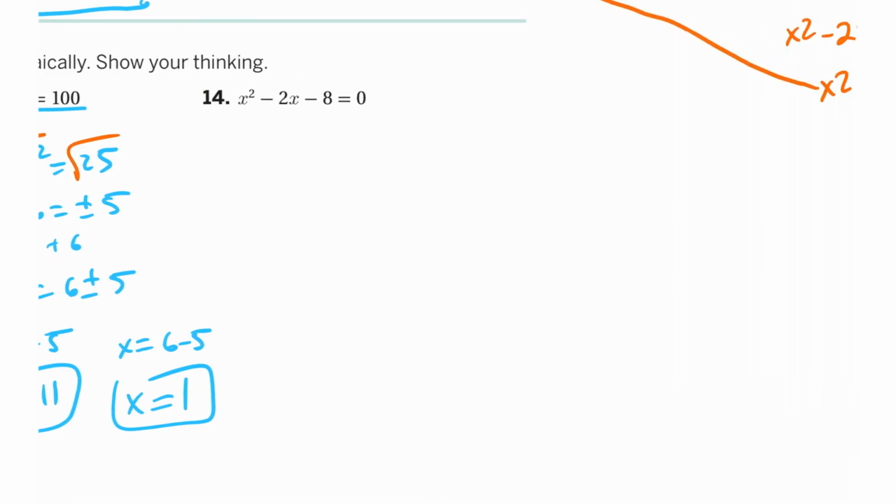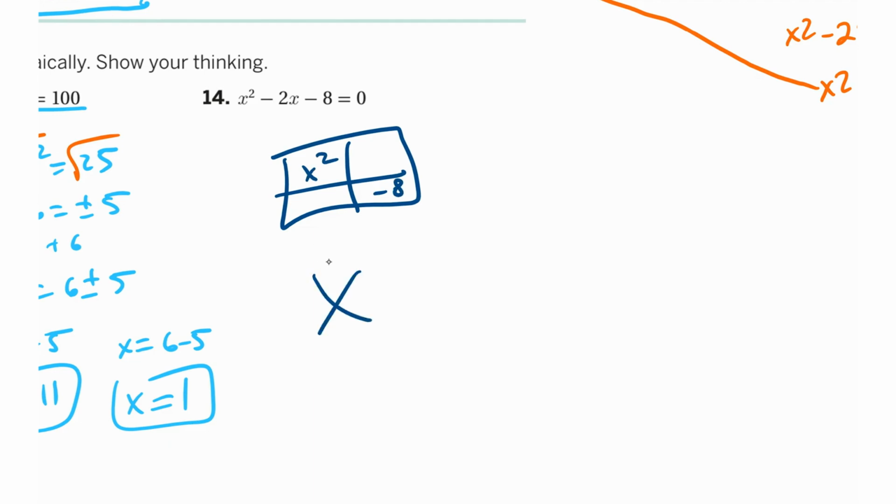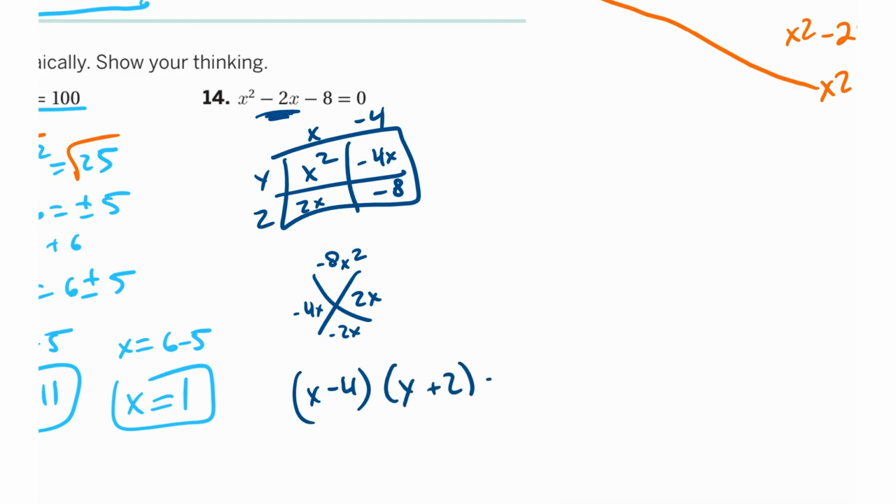And the last problem here looks to me like it might be factorable, so I'll throw this one in the box to see what we get. First term, first box, last term, last box. Then my two terms that I'm splitting this up into have to multiply to negative 8x squared and add to negative 2x, which would be negative 4x and positive 2x. Stumbling over my words a little bit today. Negative 4 and 2. So now we have x minus 4 times x plus 2 equals 0.